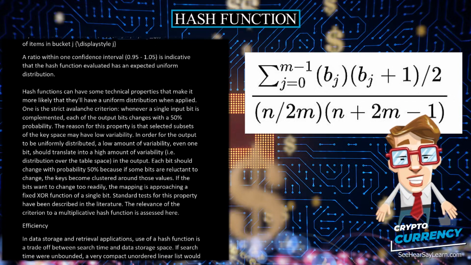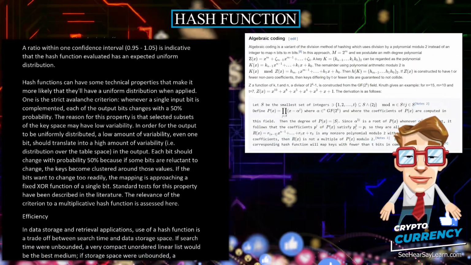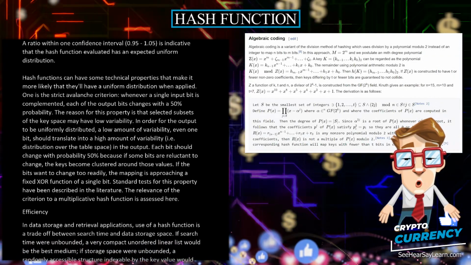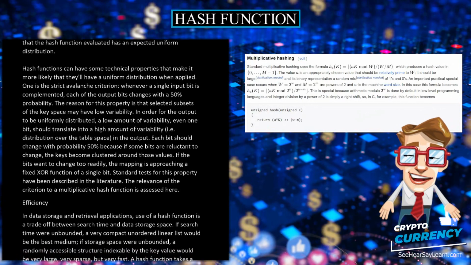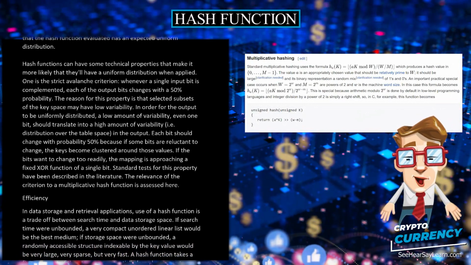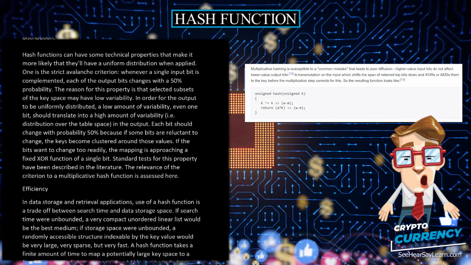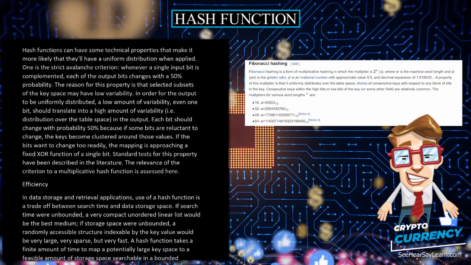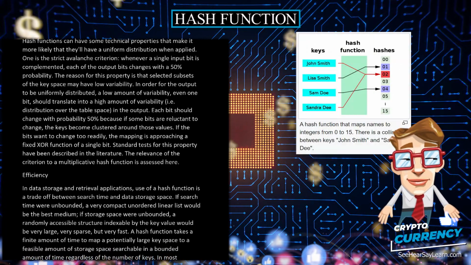Each bit should change with probability 50% because if some bits are reluctant to change, the keys become clustered around those values. If the bits want to change too readily, the mapping is approaching a fixed XOR function of a single bit. Standard tests for this property have been described in the literature. The relevance of the criterion to a multiplicative hash function is assessed here.